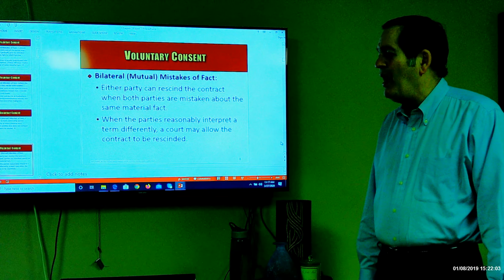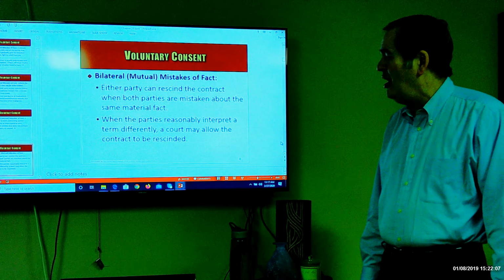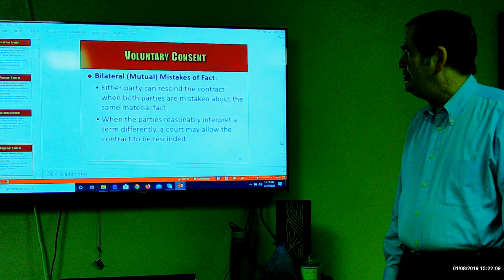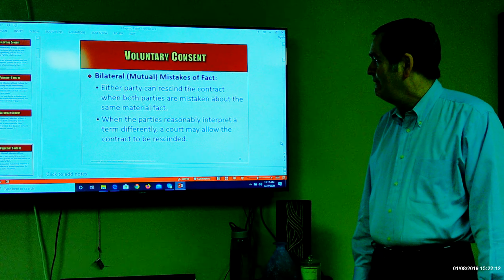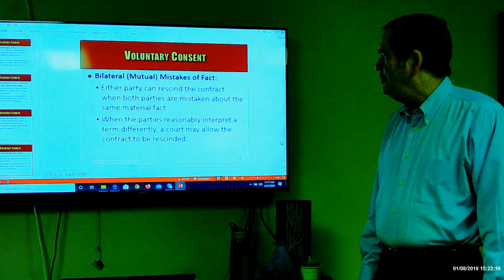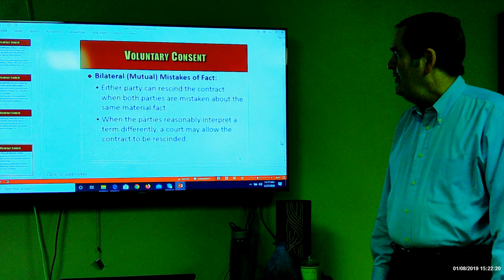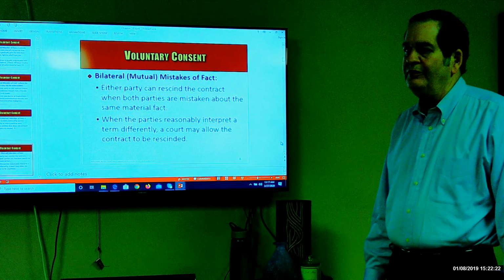So when we have a bilateral mutual mistake of fact, either party can rescind the contract when both parties are mistaken. In a situation where both parties reasonably interpret a term differently that goes to a fact, then the court can allow rescission by either party.